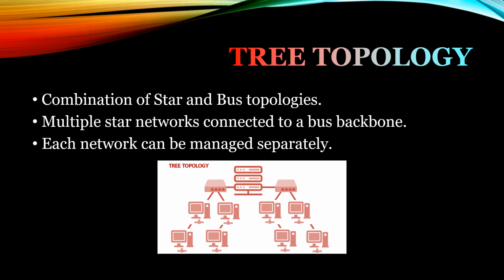Next, tree topology. It combines the features of both star and bus topologies. In this setup, several star networks are connected to a bus backbone cable. The main advantage is that each network can be controlled and managed independently.